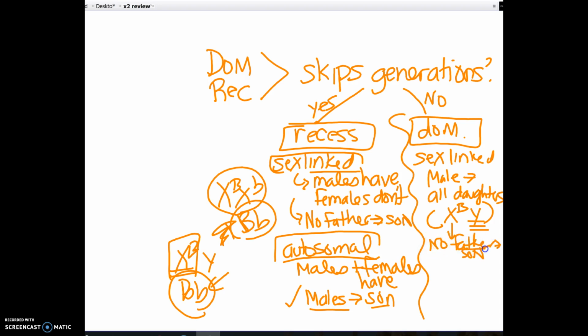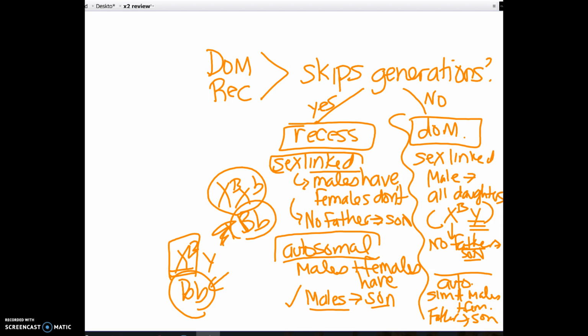So if you find a father that has the trait, mom doesn't, look to see if he passes it to the son. If he does, it cannot be sex-linked. If it's autosomal, then you'll see similar numbers of males and females that have it, and you will see fathers can pass to sons.